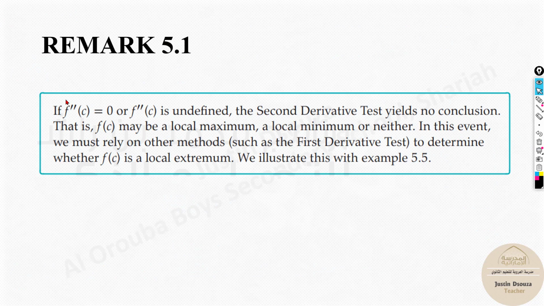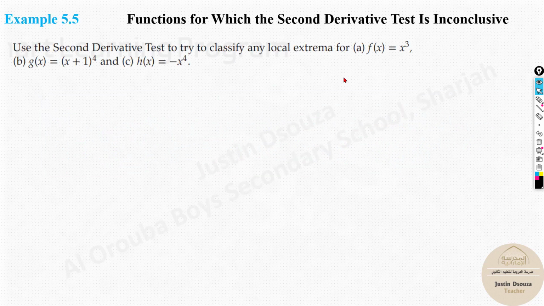Now remark over here: if f double dash, the second derivative, is equal to 0 or undefined, the second derivative test yields no conclusion. So this is one important thing at any particular point. Over here, we can't understand anything. So we need to use the first derivative itself, what we have been doing in the first part, and then we need to extract the information of the graph. We can see some problems over here where the second derivative test is inconclusive.